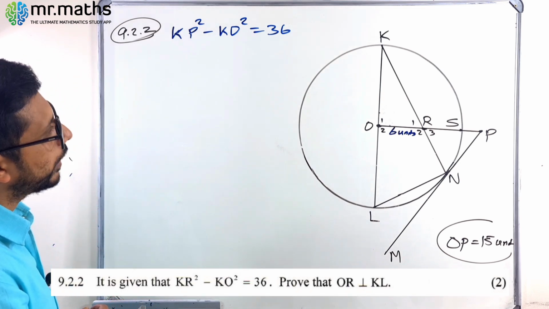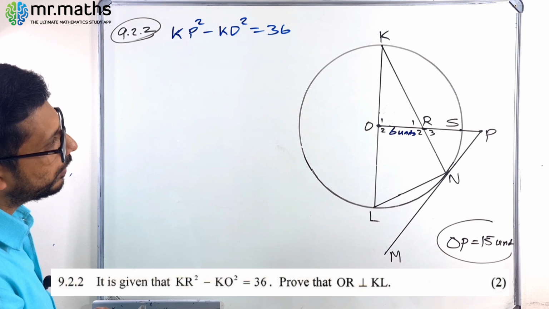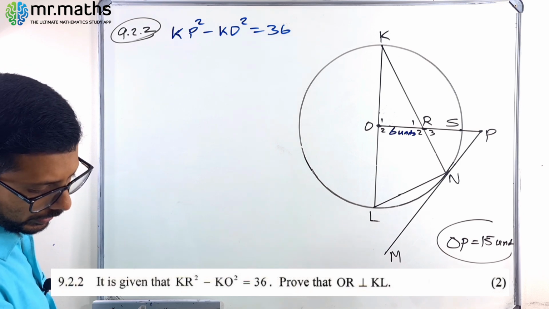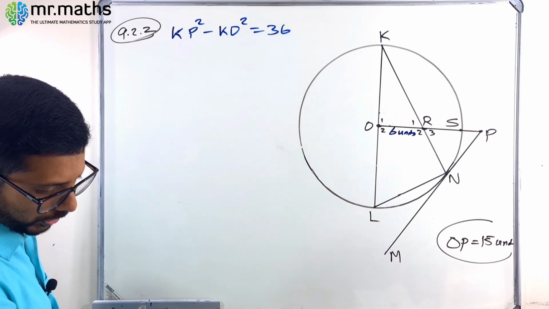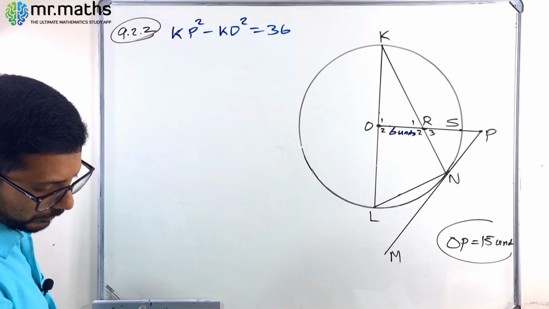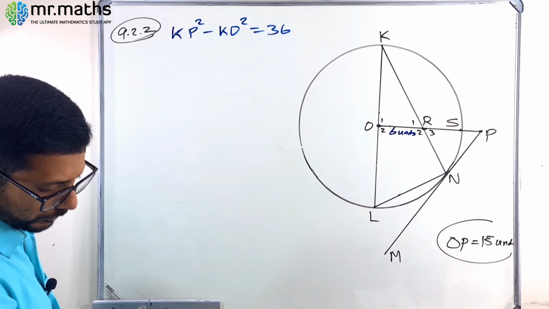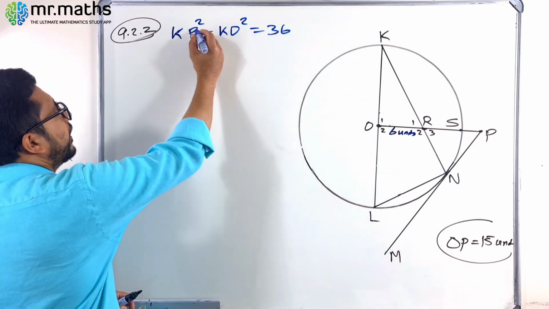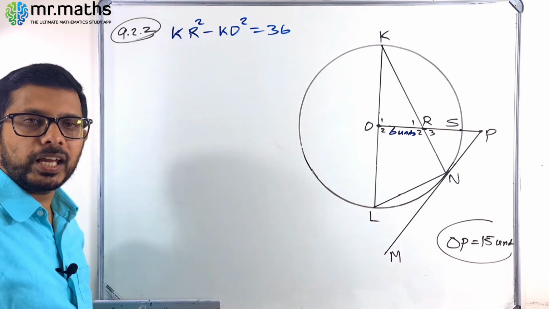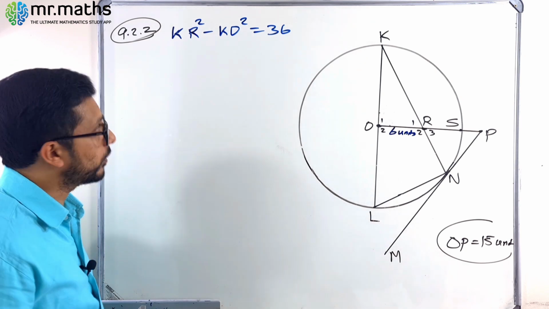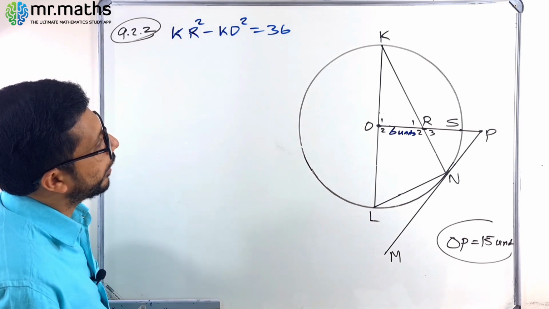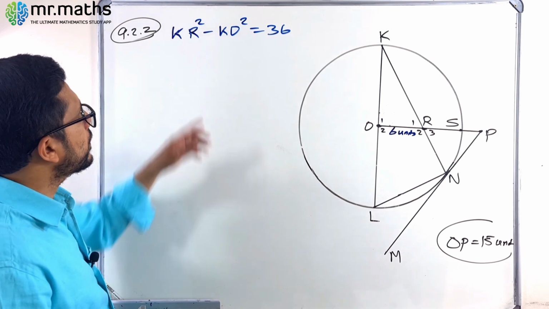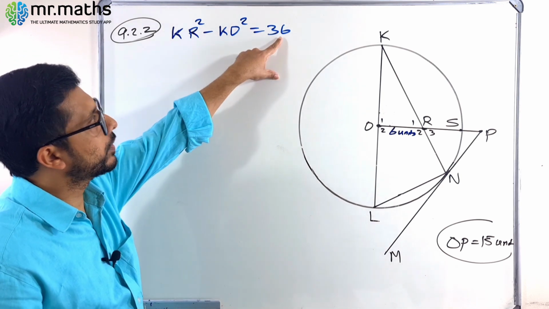KO, where is KO? KP, where is KP? Is there such a line like that? KP square, oh, I made a mistake here, guys. Sorry, look at the question. That one is KR. Okay, KR square minus KO square. That's why I was confused about why it is like that. Okay, so anyway, it is given that KR square minus KO squared is 36.